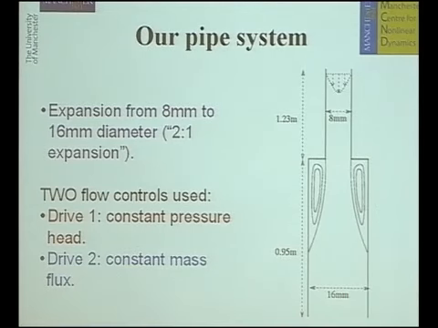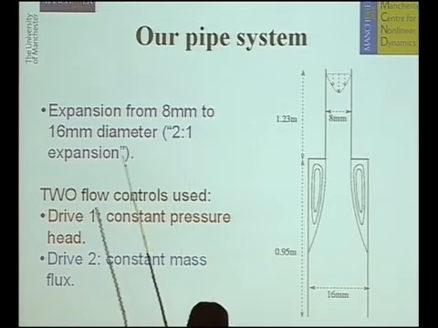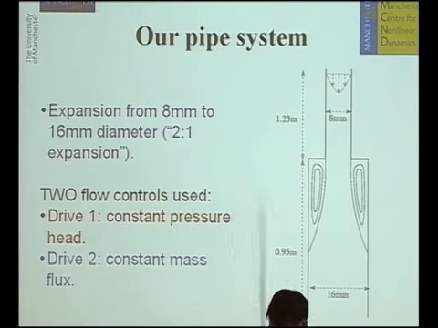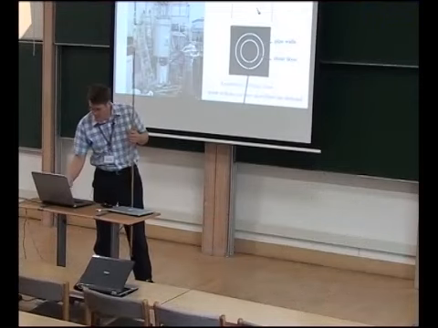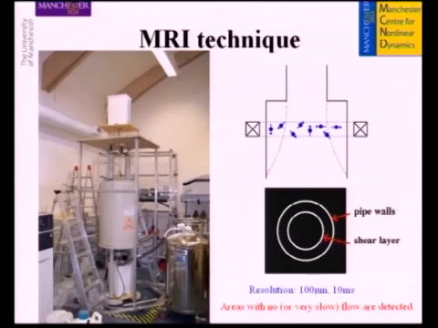I said that 2 flow controls are used. We use a constant pressure head and a constant mass flux. The reason we use 2 systems, in fact, we had 2 different pipe systems as well, will become clear later. But that we change the drive. It doesn't really matter, all the data agrees from one system and the other. So that's our pipe.